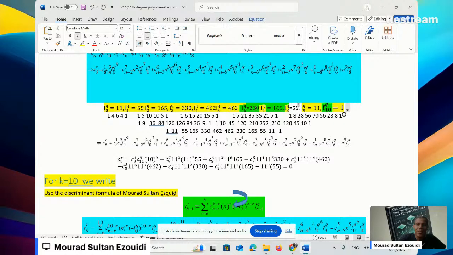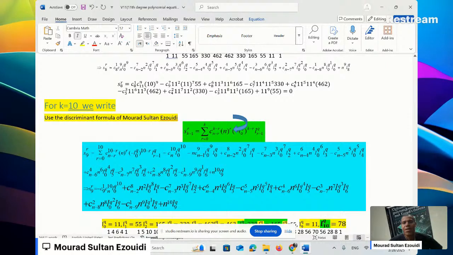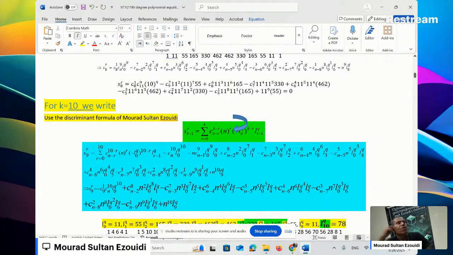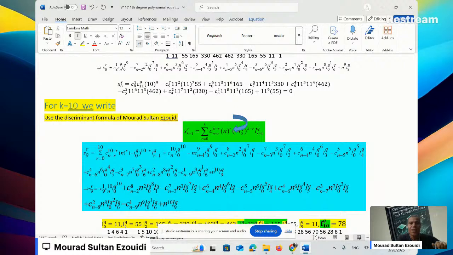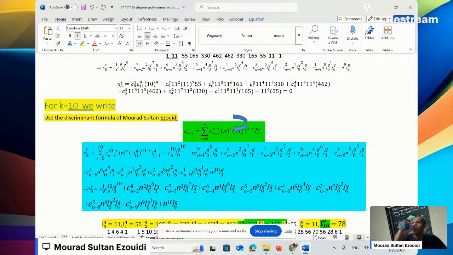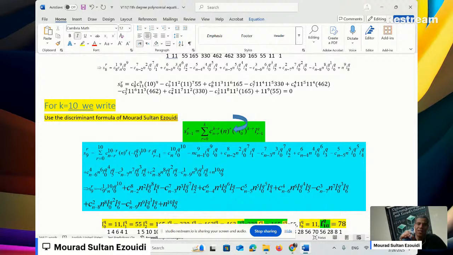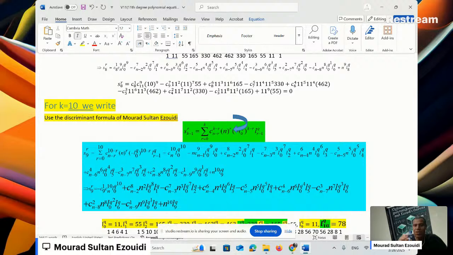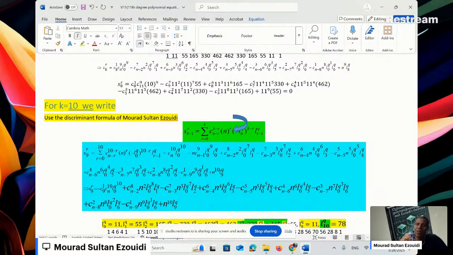We continue, my kids, like professors, so that we can rewrite my new 11th degree equation relative to this original 11th degree equation. Just set k equal to 10 in the theorem of Mourad Sultan Ezouidi. I will give you 30 seconds to think of that and find the general formula that will help you to find the 10th coefficient of this new 11th degree equation relative to the original 11th degree equation.